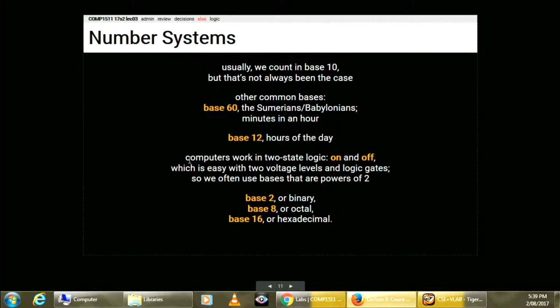Why is this relevant to computers? You'll find out soon. So thinking to computers, computers work in two-state logic. Computers are on or off, right? The fundamental hardware building blocks of computers are basically things that can say either I am on or I am off, and lots of those all combined together. And that's easy if we can do something like have our logic gate or have high or low voltage levels. So we often use bases that are powers of 2.